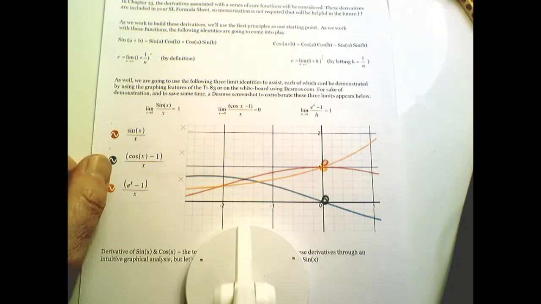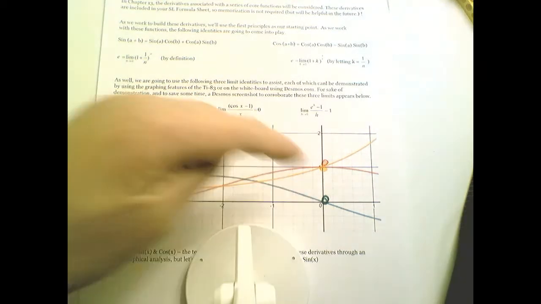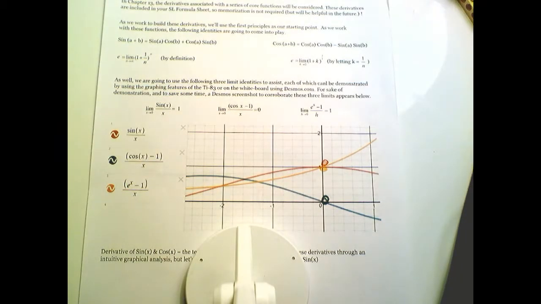In the middle, another function, cosine of x minus 1 divided by x. The limit of that function as x approaches 0 turns out to be 0. So we're going to use these different pieces, these different tools, to derive the 4 derivatives of these key functions using the first principles. So here we go.